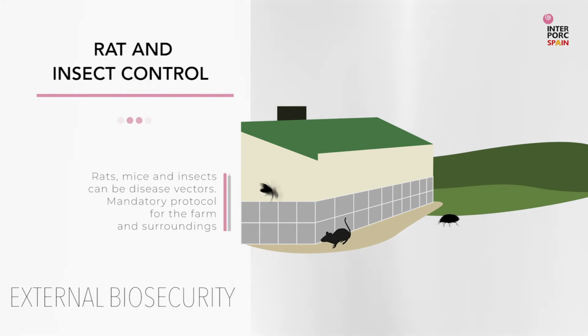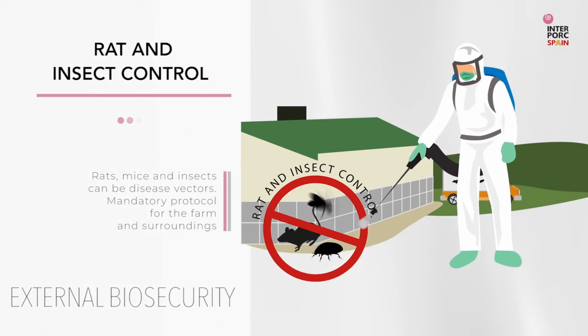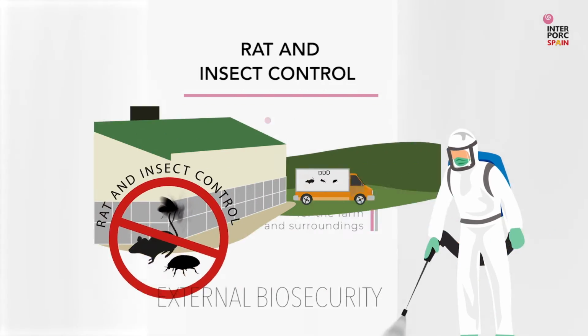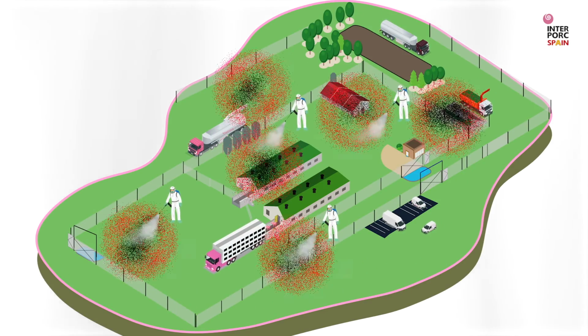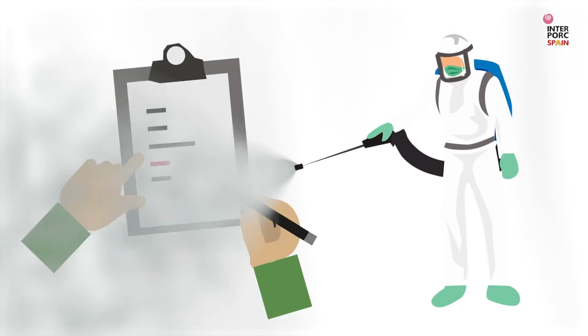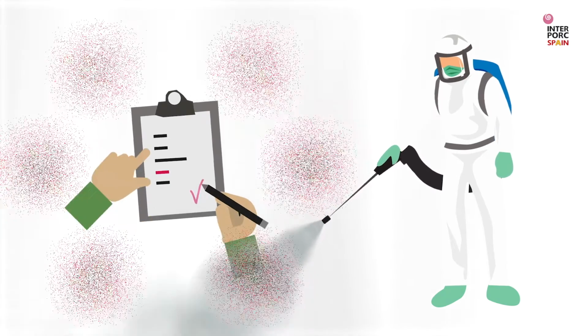Rat and insect control. It is mandatory to have a rat and insect control protocol that includes the farm's facilities and surroundings and to keep a record of the actions carried out.